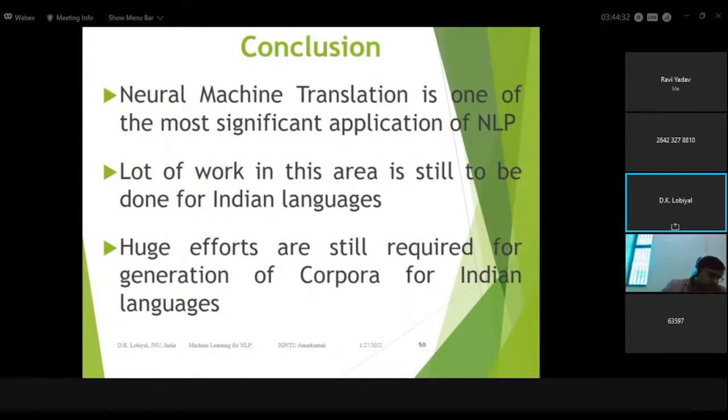So neural machine translation is one of the most significant applications of NLP tools. So that's the hot area. A lot of work still needs to be done for Indian languages. And huge efforts are still required for generation of corpora for Indian languages. Unless you have a good corpus, you cannot develop an MT system and you cannot apply machine learning. And still we don't have digital corpora for many of the Indian languages.